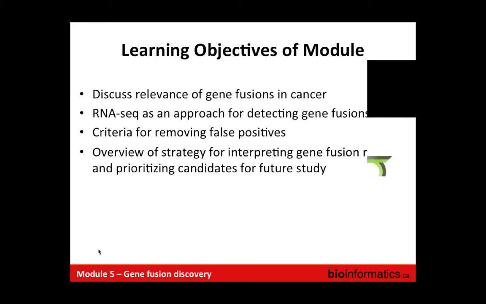One of the biggest challenges with gene fusions is that no matter how clever your method is for predicting them, you generally always have more false positives than true positives. And so you need to filter out false positives, and then you still need to narrow down to what candidates are actually likely to be interesting in terms of biology.